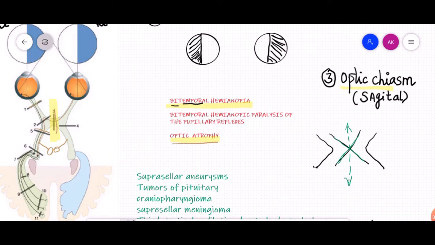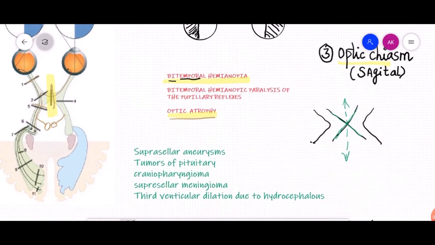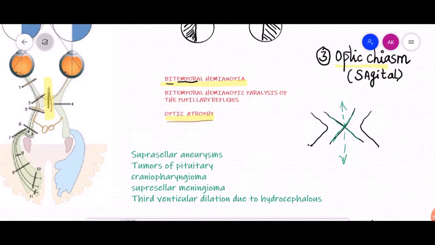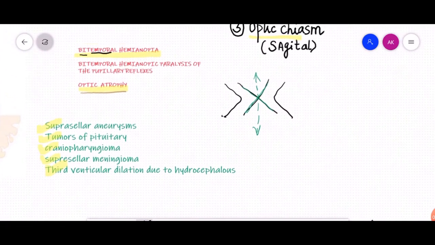Now, what are the lesions which can affect the optic chiasm from the central part? So the lesions are the suprasellar aneurysms, tumors of the pituitary, craniopharyngioma, suprasellar meningioma, third ventricular dilatation due to hydrocephalus. Now, in order to remember this, you should actually remember the relations of the optic chiasm which I explained to you in the previous video.